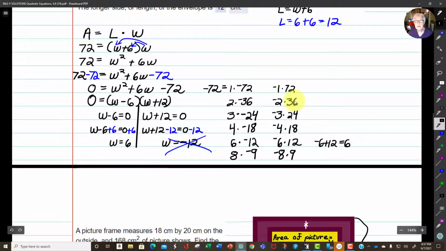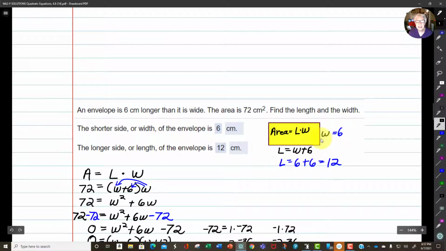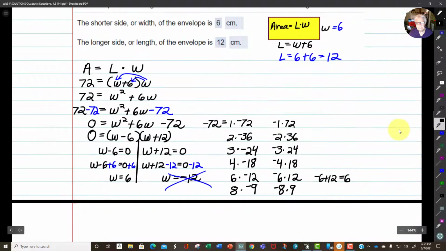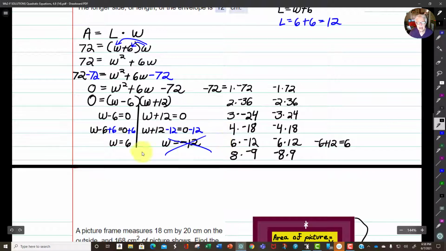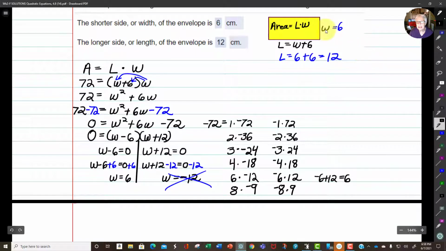Well, we're talking about the width of an envelope. There's no such thing as a negative width. There is actually when you get to physics, but not in math. Okay? So we mark that out and we go with the width equals 6. That means that the length, which is w plus 6, is going to be 6 plus 6, which is 12. And so those are our answers right here. 6 centimeters for the width, 12 centimeters for the length.